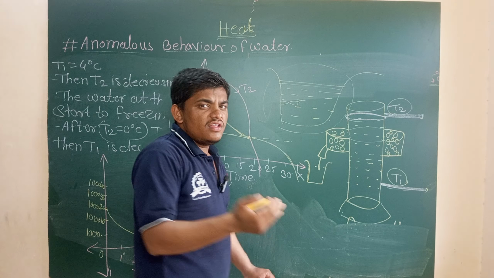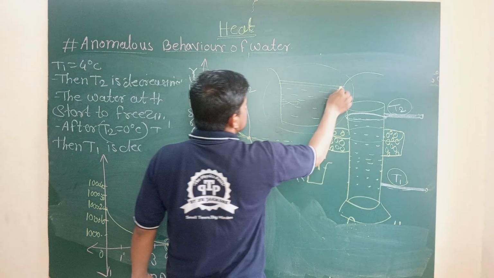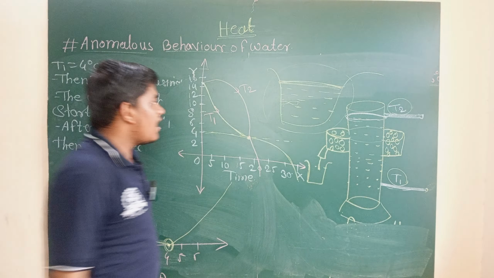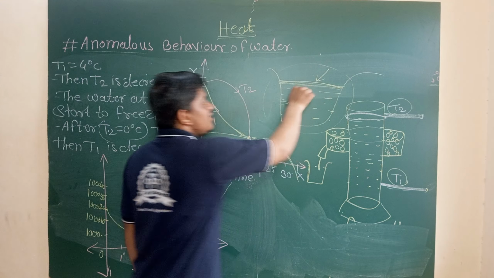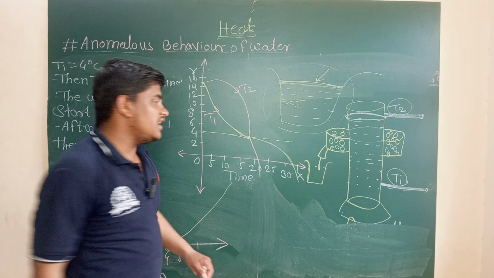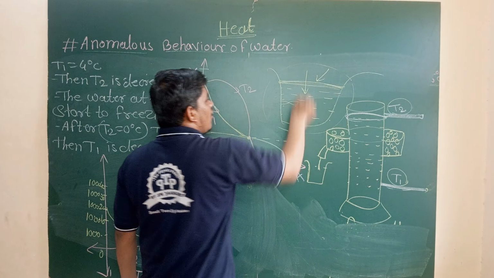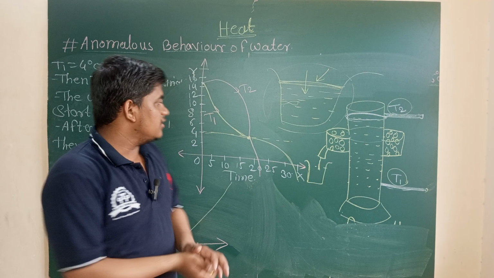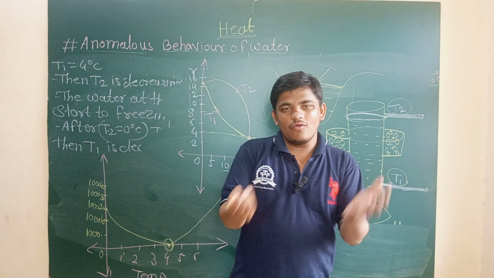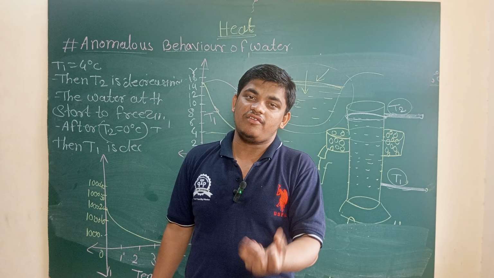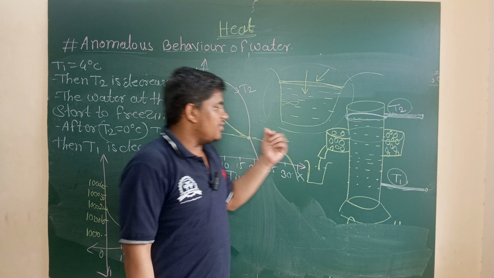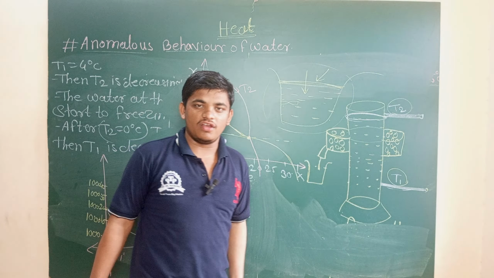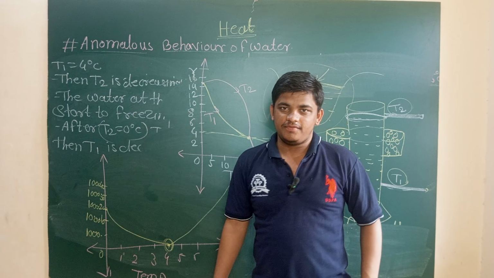When the temperature is less than 4 degrees Celsius, the water present on the surface freezes. When it is converted into ice, it works as heat resistance. Then heat, or cooling, cannot be transferred inside the water. That's why the whole ocean or whole pond cannot freeze. This is the useful anomalous behavior of water for the aquatic animals that live in ponds.